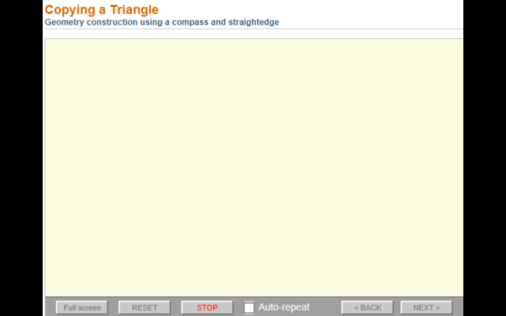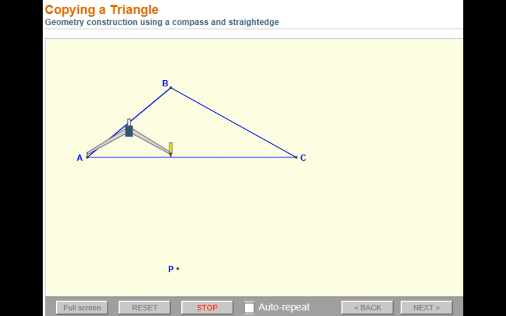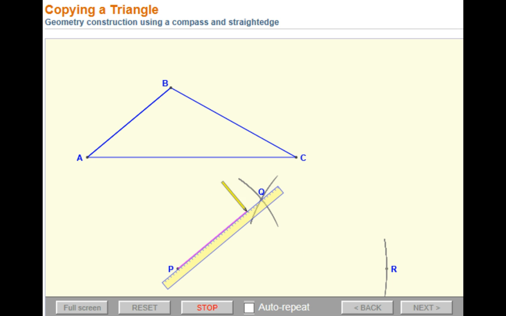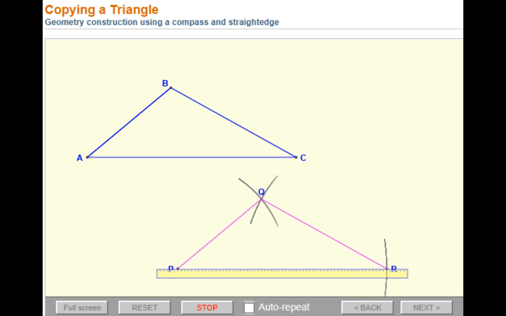So let's start with a triangle. We're going to measure one of the sides and draw an arc, put a point on that arc, measure the second side and the third side. Where those two arcs intersect represents the third vertex of the triangle, and now we can just connect up the vertices with line segments.